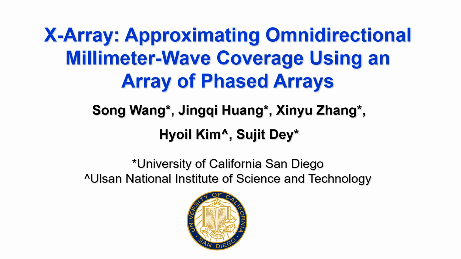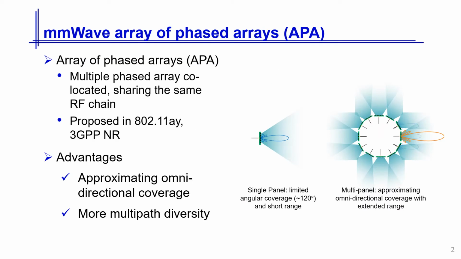Welcome to the talk for X-ray, approximating omnidirectional millimeter wave coverage using an array of phased arrays. Modern millimeter wave networking has been incorporating phased array antennas to compensate for high attenuation loss.